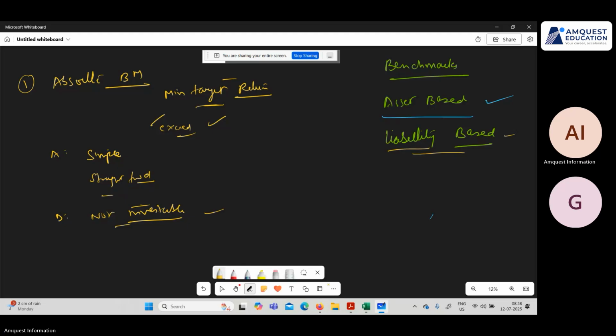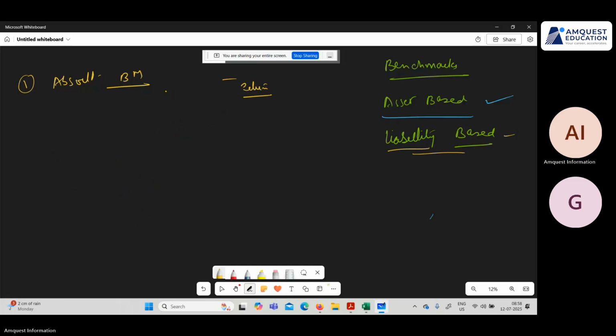So I think CFA should shuffle these two topics somewhere, I believe. I see. Okay. Another one, the second one, is the broad market index.